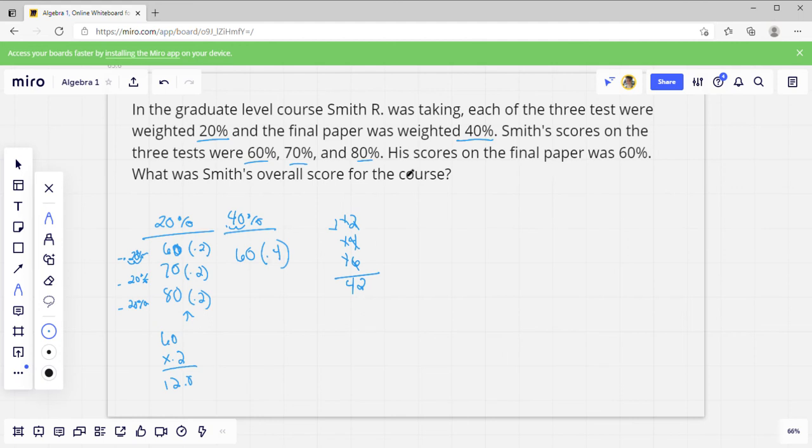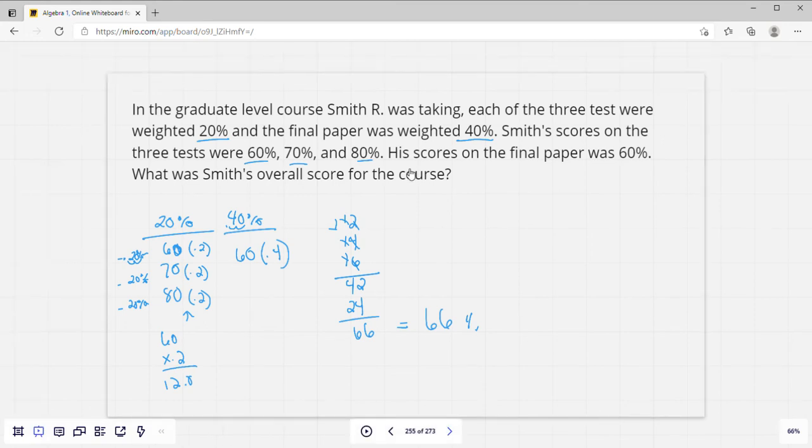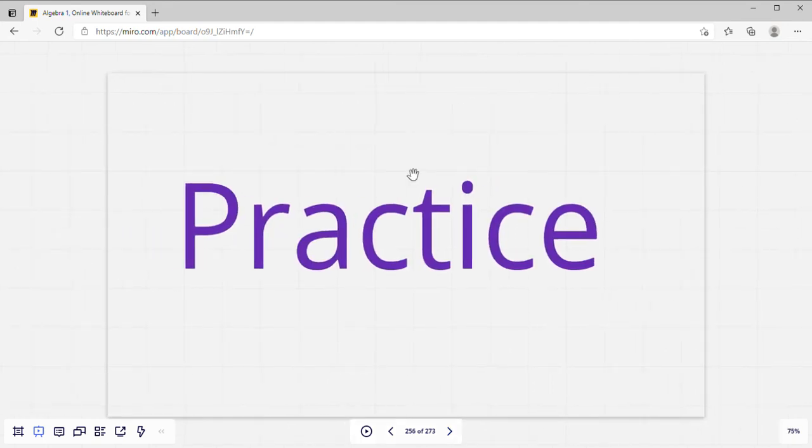Okay, and then 60 times 0.4 would be 24. 42 plus 24 is 66. So his grade would be a 0.66 or 66%. So the grade is a 66. All right, so on those, not super hard, just turn it into a decimal and multiply each percent, when it's been turned into a decimal, times its number. All right, pause the video and do the practice problems, then I'll come back and work them for you.